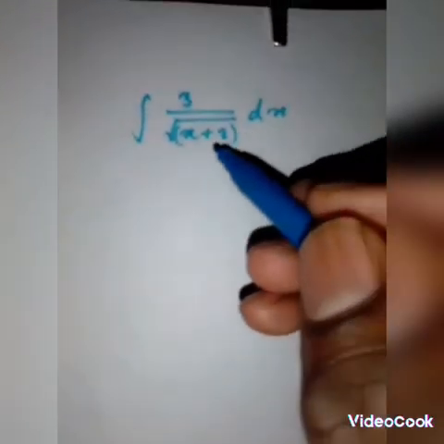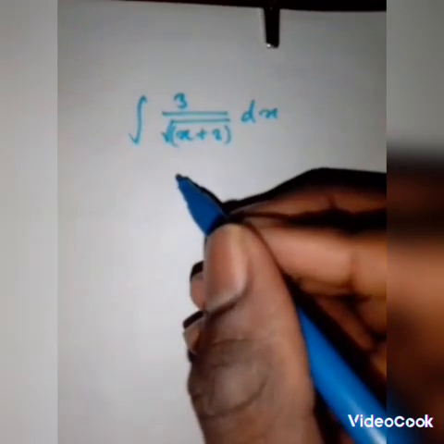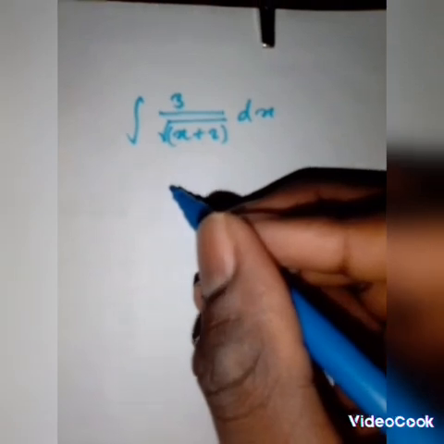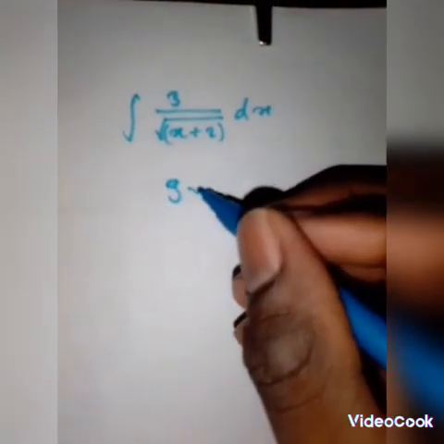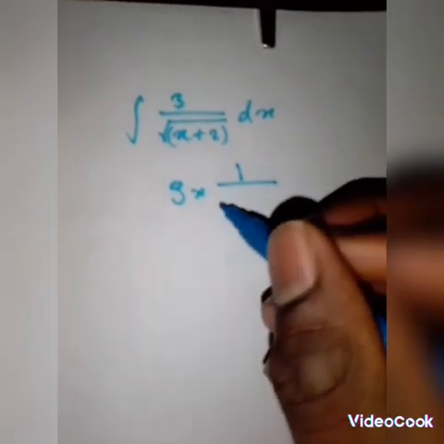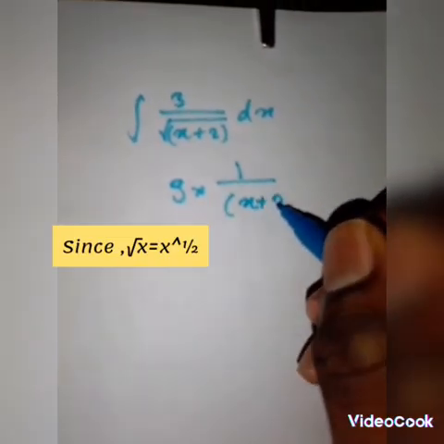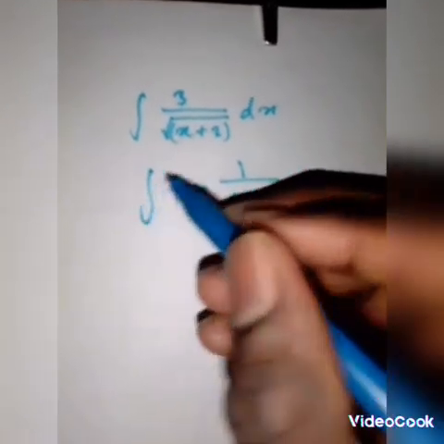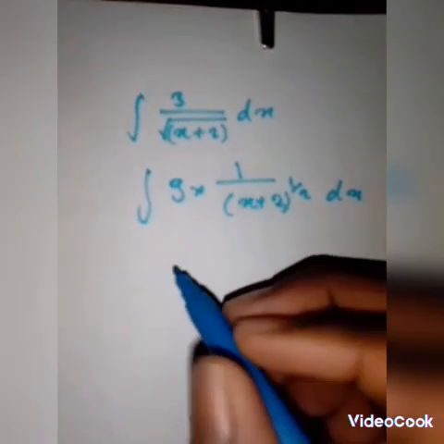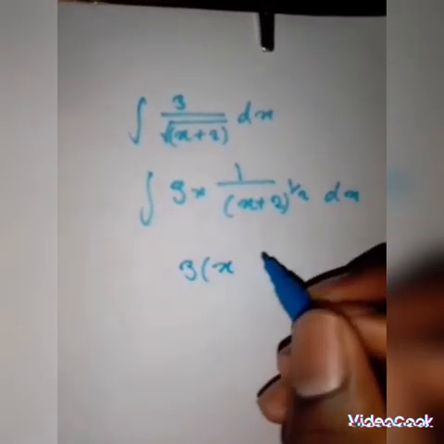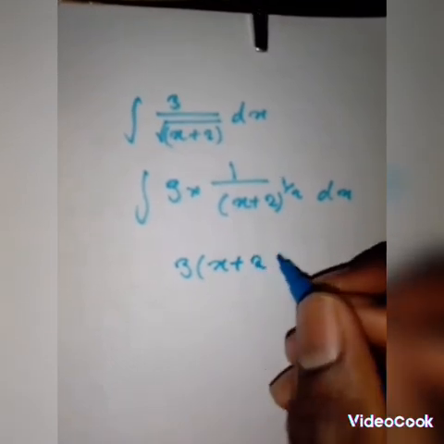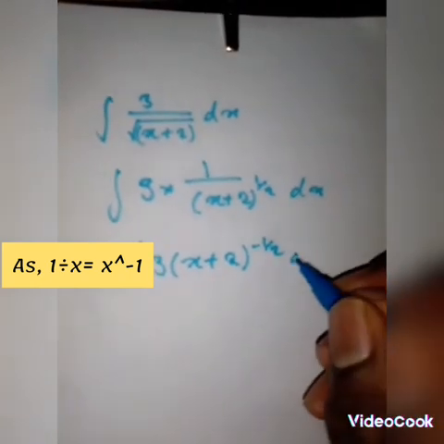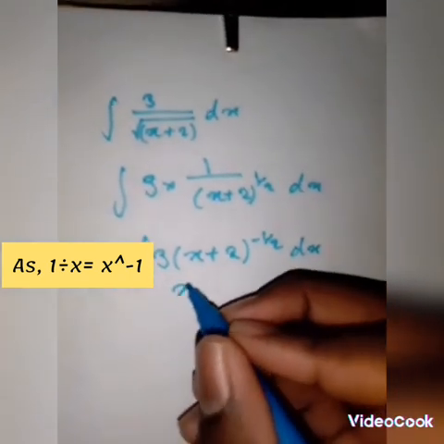Okay, let's integrate this: 3 divided by the root of x plus 2 with respect to x. First thing, let's change it to a more common form. So we're going to drop the 3 and say 3 multiplied by 1 over (x plus 2) raised to the power 1 over 2, since square root is the same as power of 1 over 2, with respect to x. Don't forget we're integrating this. So we're going to say 3 multiplied by (x plus 2) raised to the power of negative 1 over 2, since whenever you have 1 over something, the power becomes negative.